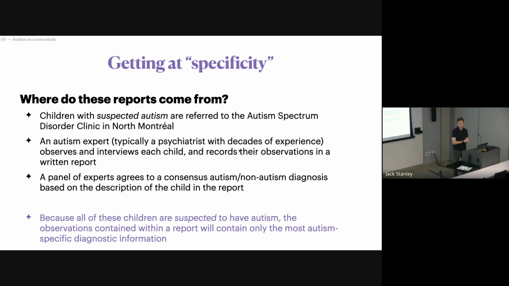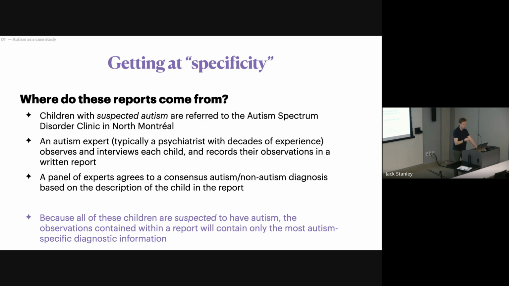And these reports can be multiple pages long, so they're not simple at all. And importantly, they contain no diagnosis-specific information. They're all just observational and unbiased reports. And then after this, a panel of experts would agree to a consensus autism or non-autism diagnosis, just based on the description of the child in the report, so using no other external information except these reports.